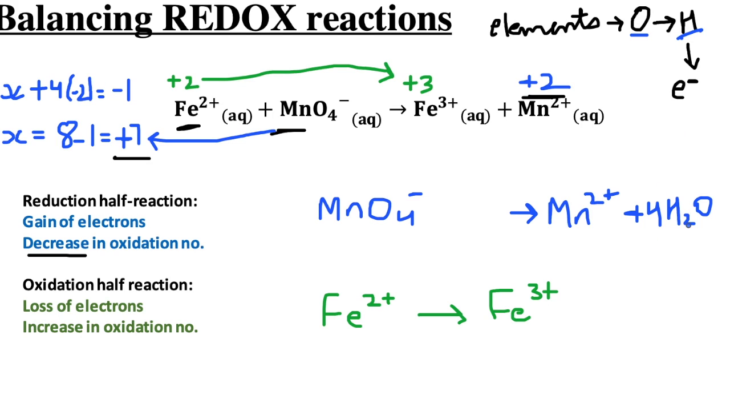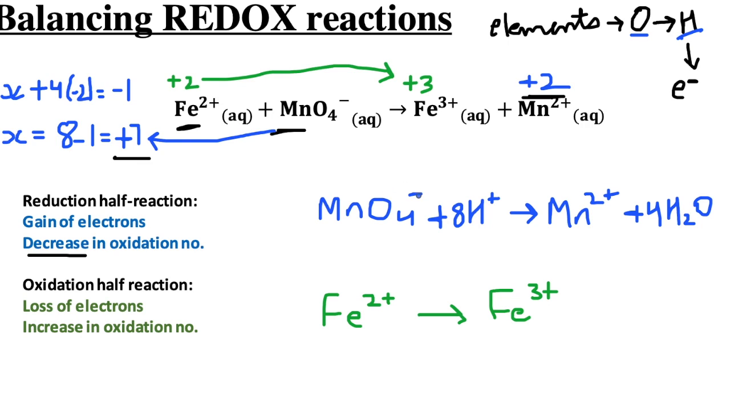We have 4 times 2, 8 hydrogens on this side, and we balance the hydrogens by adding in the hydrogen ion. And there are 8 hydrogens, so we write an 8 in front. Now that all the elements are balanced, we balance the charges. The charges should be equal on both sides of the equation. So if the charge on this side is +2, the charge on this side should also equal +2.